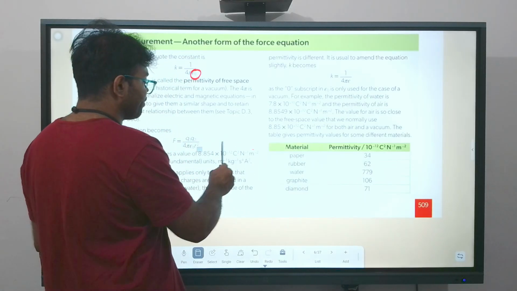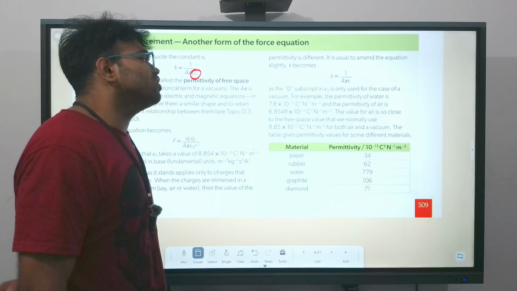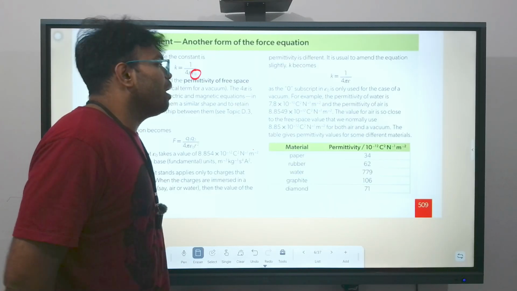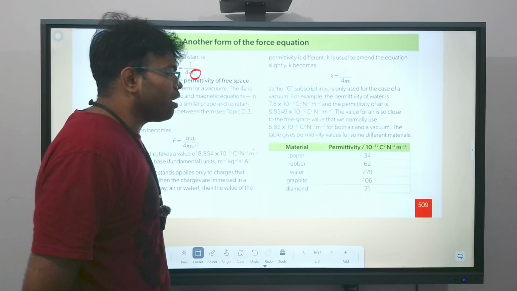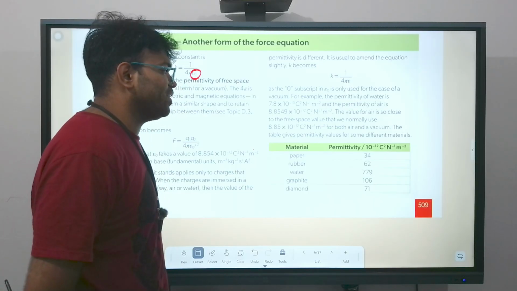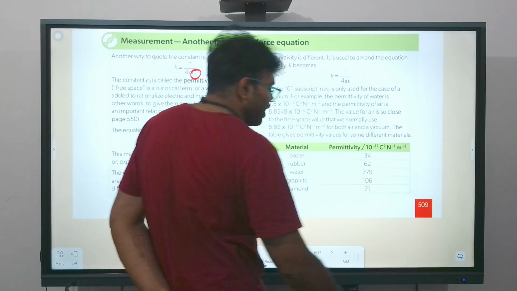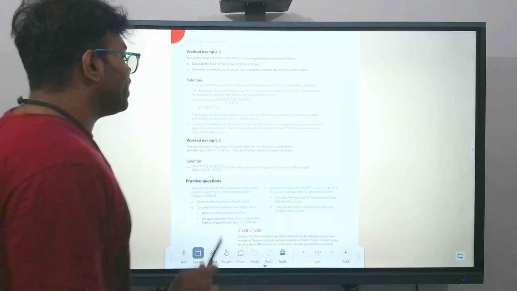So the table gives permittivity values for some different materials. Paper has a permittivity of 34 into 10 raised power minus 12. Rubber has 62. Water has 779. Graphite has 106. And diamond has 71. So, did you understand the logic behind this?